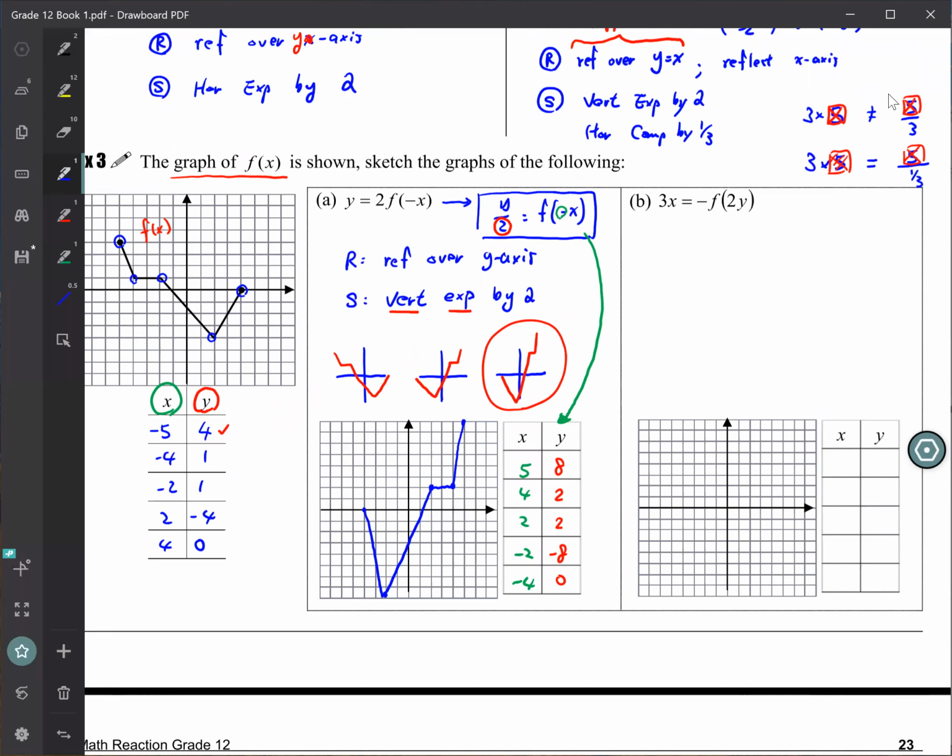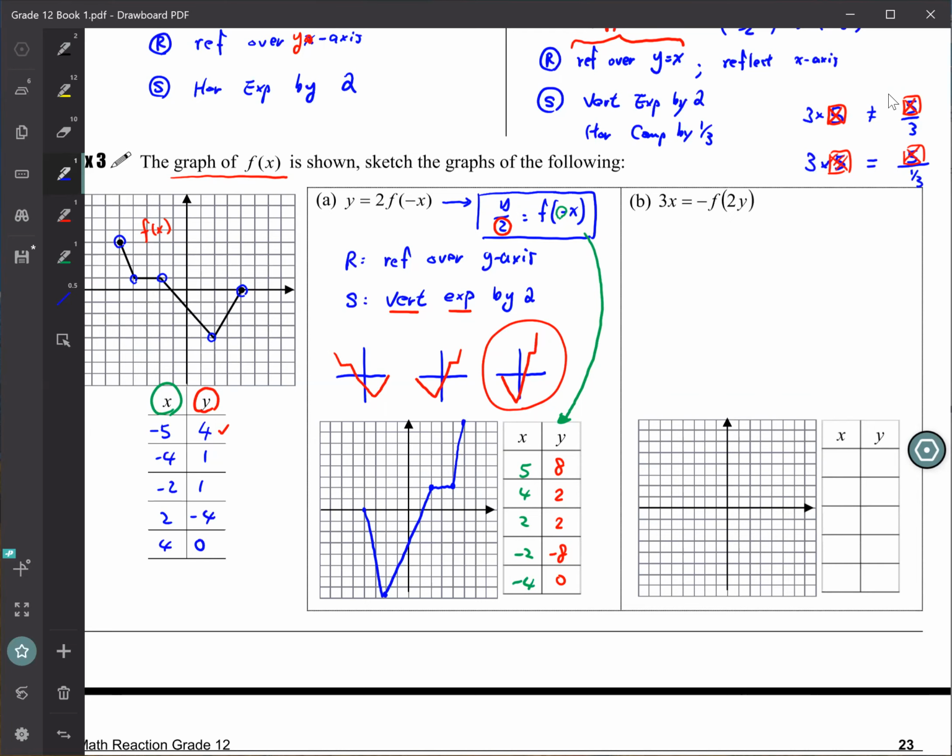Anybody see the unique thing about this question, question B? Anyone? Is it like inverse? Oh, you can see an inverse. How do you know it's an inverse?